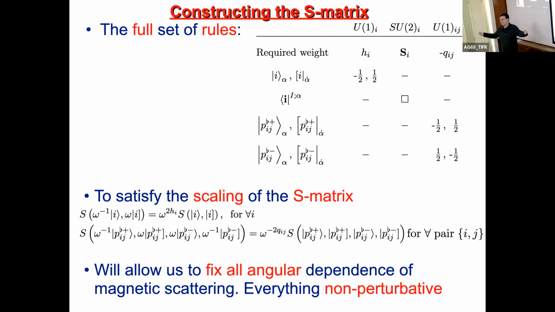Because the system factorizes. You move them apart, and they will behave like single particles. They don't know anything about each other. So it's really just a product of two single particle states, and when that happens, then you should choose Q to be zero.